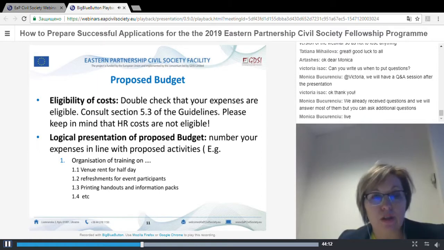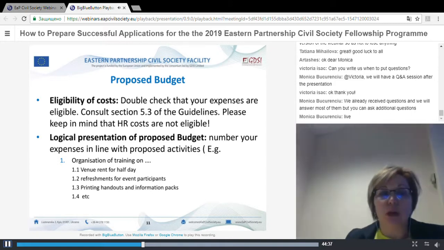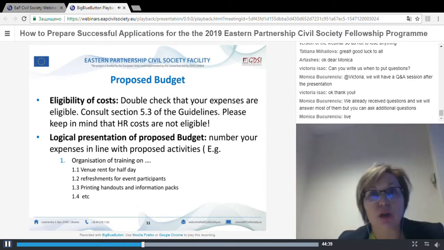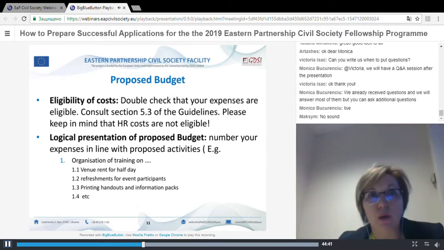But the presentation is, so the organization of training, but what do you need for the organization of that training? You need a venue, this is 1.1. You need probably refreshments for the participants. You need prints, you might need some promotional materials, communication materials. This depends on what kind of action, what kind of event you are planning. And presentation of your budget this way would be very welcomed by the selection committee.